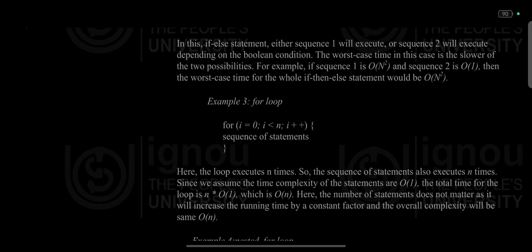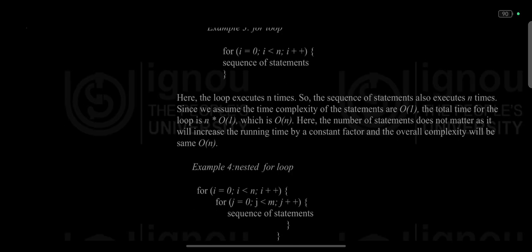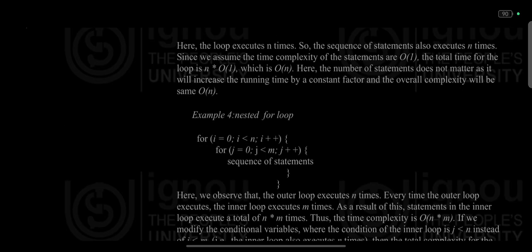Example 3, for loop. For i equals 0, i less than n, i plus plus, sequence of statements. Here the loop executes n times, so the sequence of statements also executes n times. Since we assume the time complexity of the statements is big O of 1, the total time for the loop is n times big O of 1, which is big O of n.